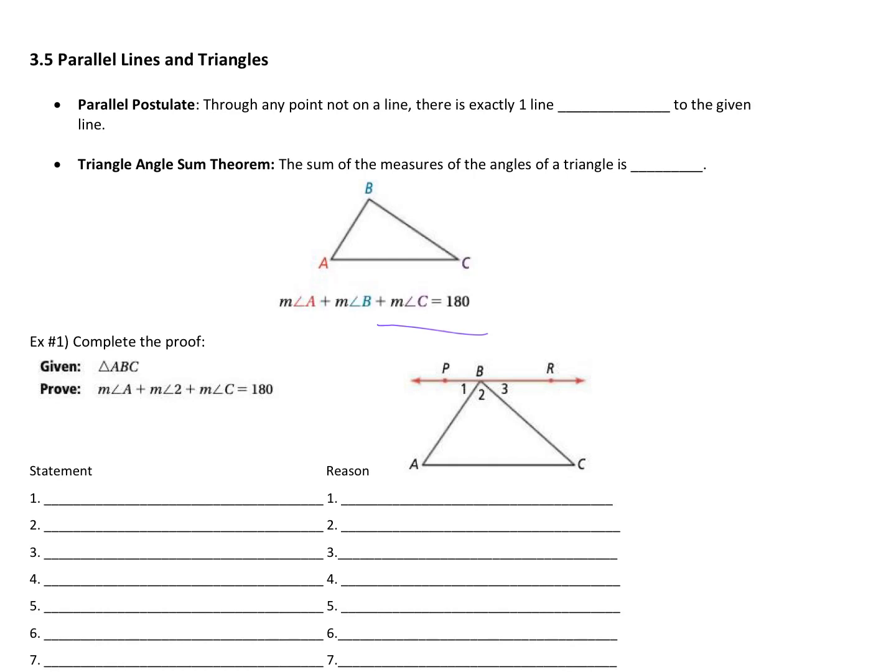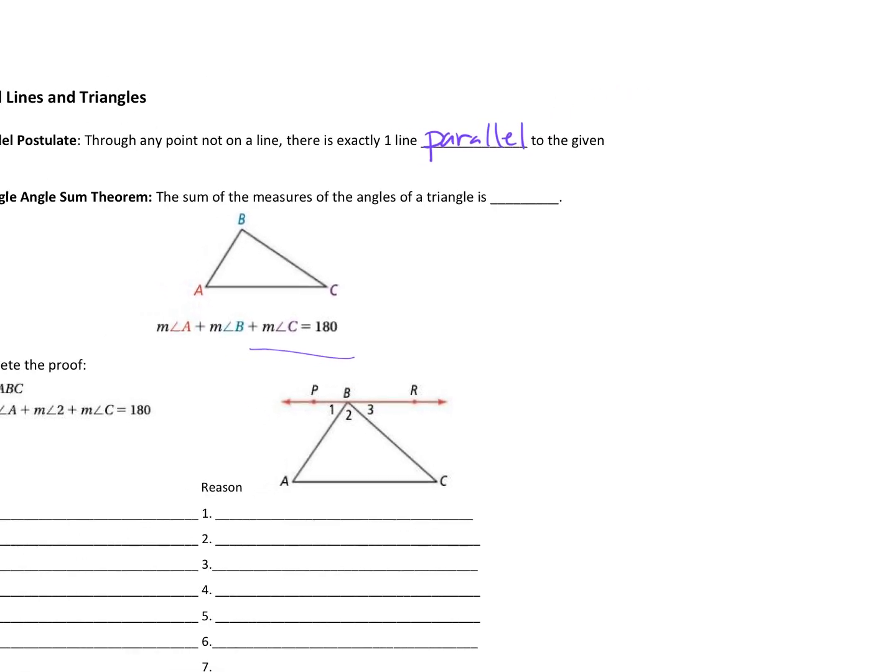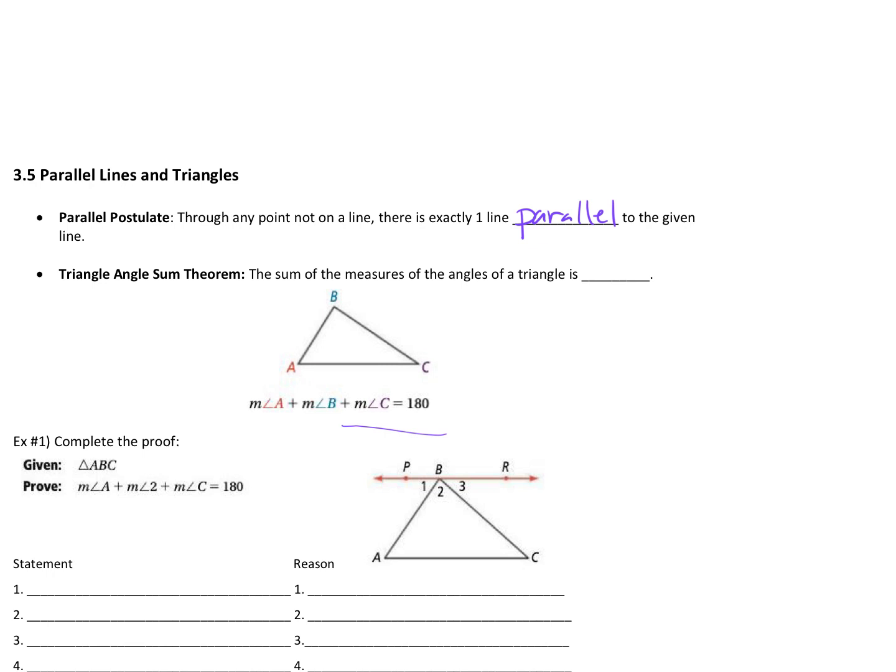The parallel postulate says that through any point that's not on a line, there is exactly one line parallel to the given line. Here's what that means, okay? If you want to draw yourself a picture of it, I'm going to go up top. I didn't leave you a lot of room there, did I? So let's say you have a line and you have a point.